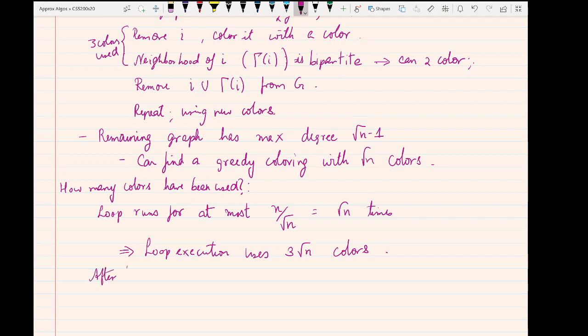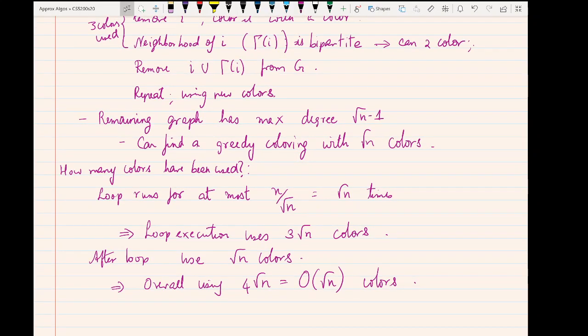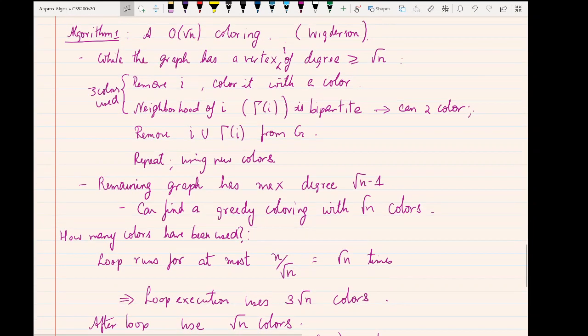And after the loop, we use square root n colors. It implies overall we are using 4 times square root n, which is order of square root n colors. So we are able to color the graph using 4 times square root n colors. Now we chose the parameter of the degree to be square root n because it balanced out the two parts: the number of colors used within the iterations versus what is used once the iterations are done.